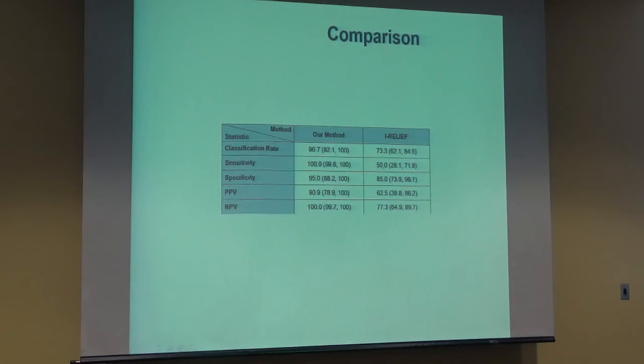Same thing for the sensitivity. Here the sensitivity is 100%, ReliefF gave you 50%. The specificity is 95%, this one gives you 85%. The positive predictive value is so large here, and the negative predictive value is so large here, whereas this is so much less. So we drastically improved over this method.